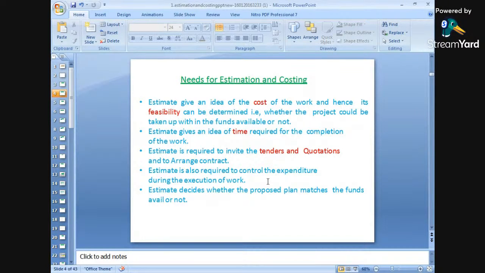That means whether the funds are sufficient or not can be found out with the help of estimations. Whether the funds available with us are sufficient, or whether more funds or extra funds are required, can be found out with the help of the estimations.